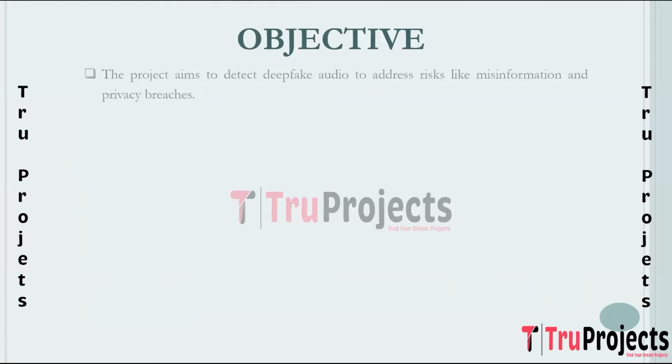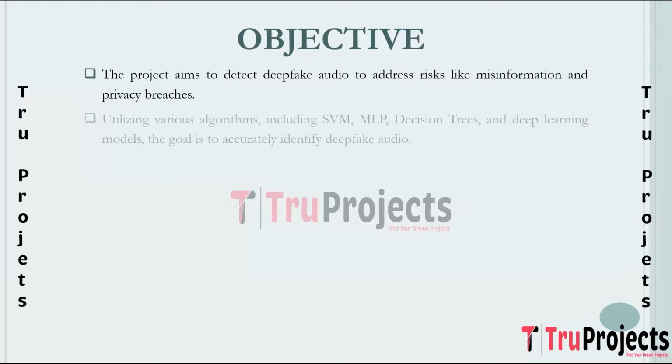Objective of the project. The aim of the project is to develop a system that is capable of detecting deepfake audio, thereby mitigating the risks associated with the spread of fabricated or manipulated audio content, such as misinformation, fraud, and breaches of privacy. The goal is to employ a variety of algorithms, including support vector machine, multi-layer perceptron, decision tree, extra tree, logistic regression, Gaussian naive Bayes, AdaBoost, gradient boosting, XGBoost, linear discriminant analysis, which is LDA, quadratic discriminant analysis, VGG16, long short-term memory networks, and convolutional neural networks to accurately detect deepfake audio.